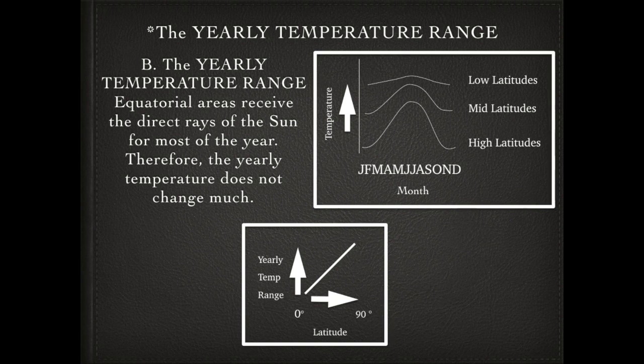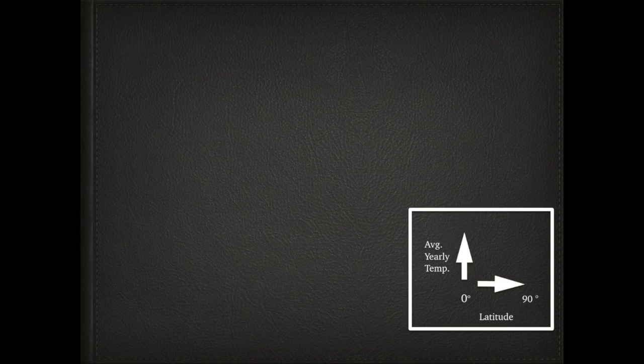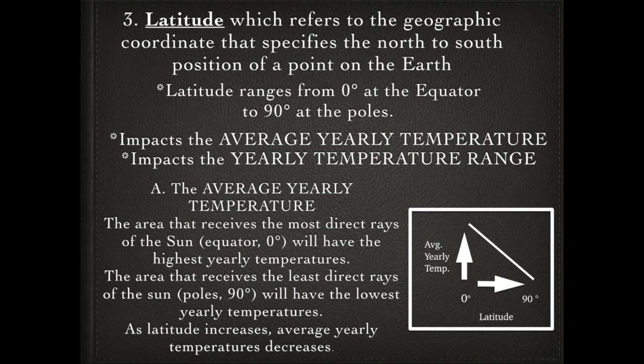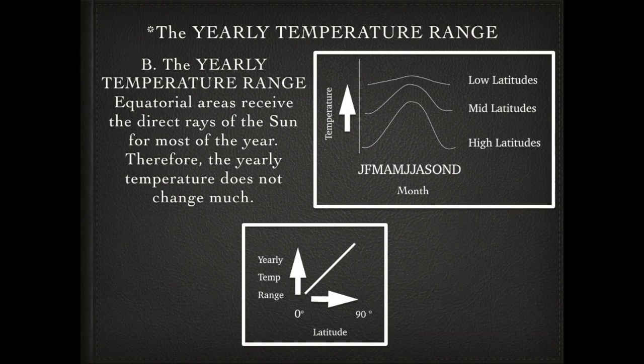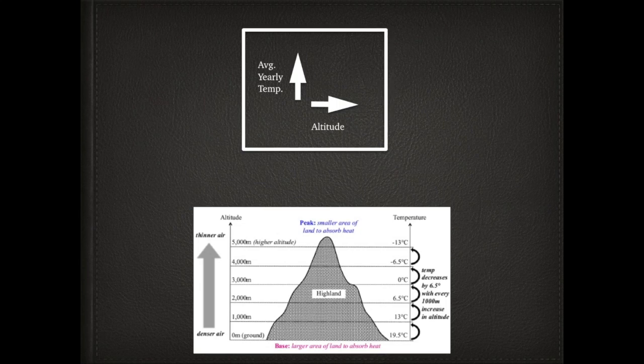Now look at the line in this example, and then look at the line here. This is the graph we talked about on the previous slide, where the line is going from high to low. That is talking about temperature change. When I go back to temperature range, it's a different line in that graph.